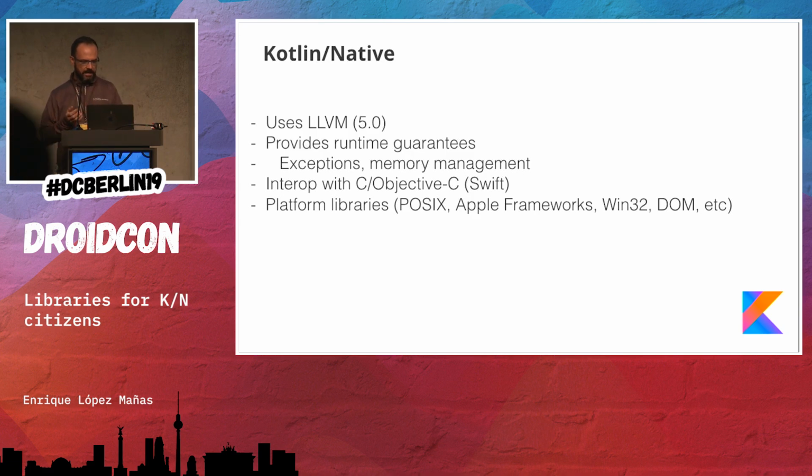Kotlin Native uses LLVM. LLVM is this collection of modular compiler and toolchain technologies developed initially by Chris Lattner, the creator of Swift. It uses version 5.0 particularly, provides some runtime guarantees such as exceptions and memory management, and can interoperate with C and Objective-C or Swift in this case. There are some platform libraries, so we can compile into things such as any sort of POSIX architecture, Apple frameworks, Win32, so we can end up with a .exe file that compiles for Windows, DOM, etc.